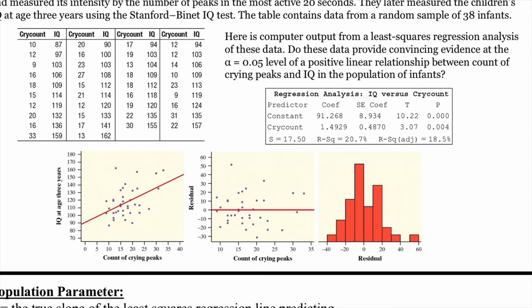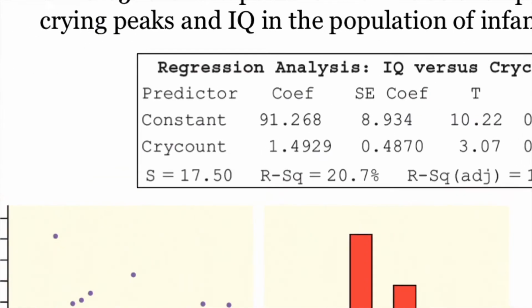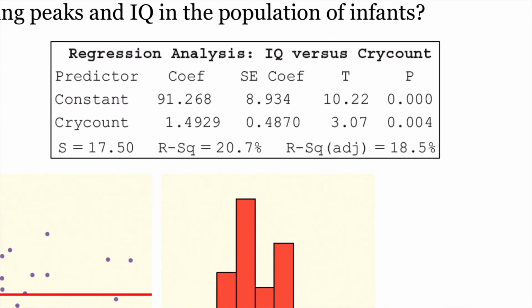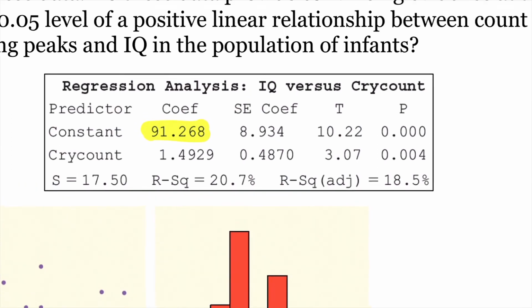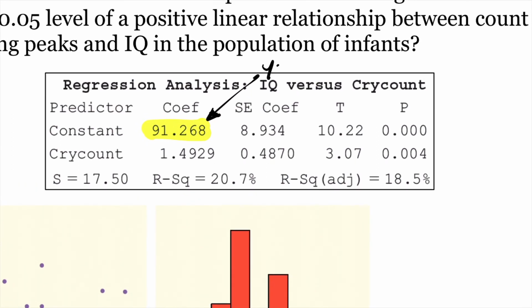They give us some data here, so let's label some of it. First thing, coefficient constant. What's another word for coefficient constant? Y-intercept. Right below it, coefficient for cry count. What is that? Slope. That's going to be the sample slope, little b.